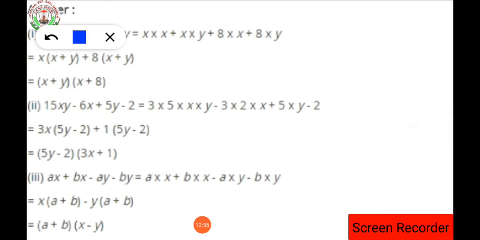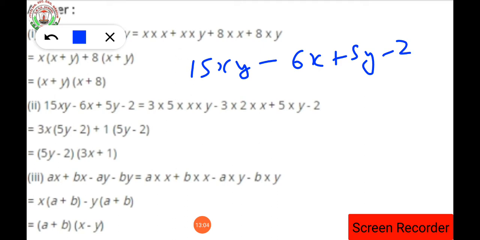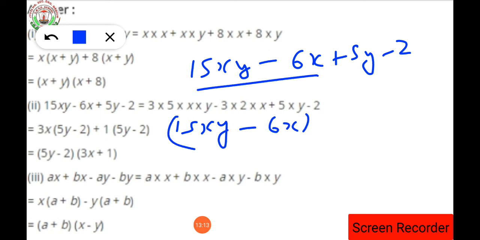What we are having here? 15xy minus 6x plus 5y minus 2. This we are having. Now the first step is to make the pair. So we are going to make the pair of 15xy minus 6x. Okay. Second, we are going to make the pair of 5y minus 2. These two terms are made into common pairs. Okay. Now after making the common pair, what are we going to do?